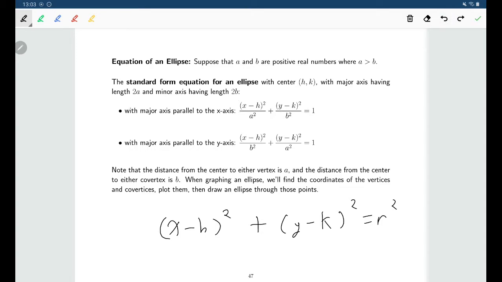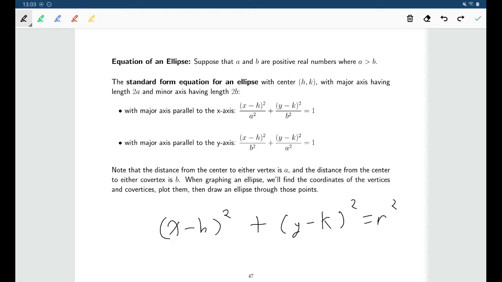There's one twist here, which is that, unlike a circle where there's a constant radius in all directions, for an ellipse, depending on where the major axis and where the minor axis is, one side of the ellipse or one direction will be longer than the other.